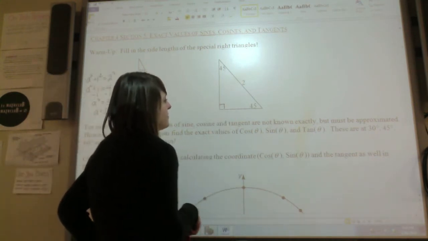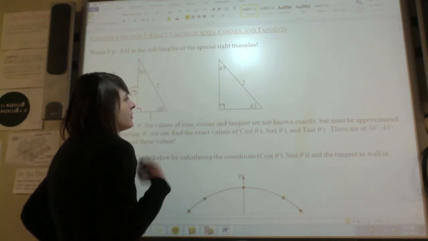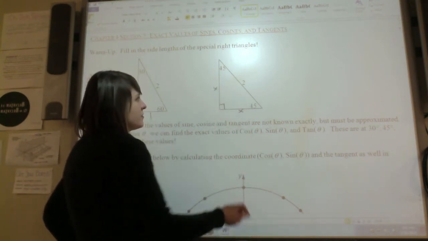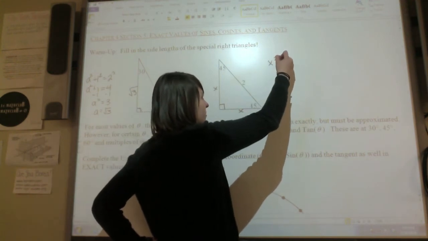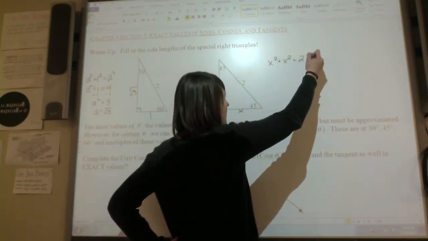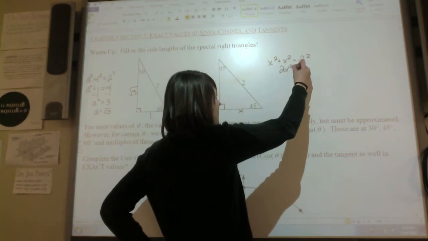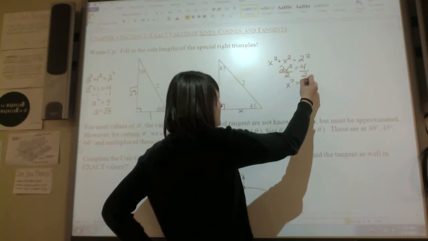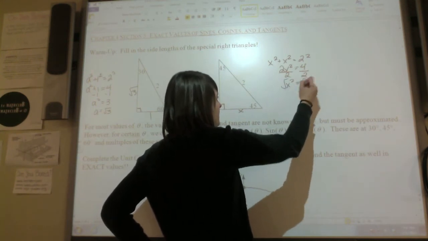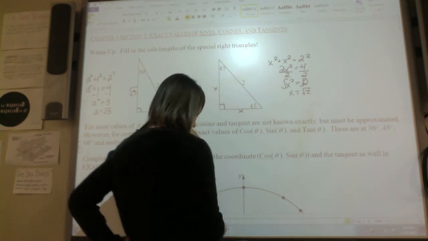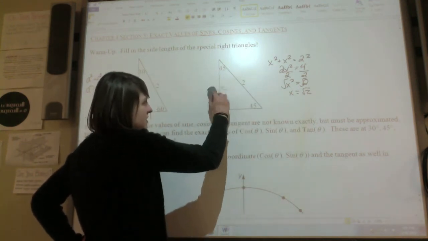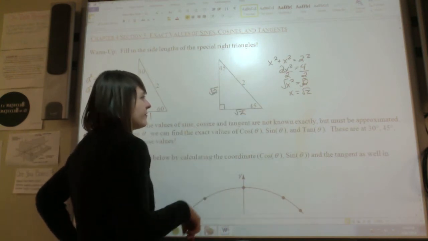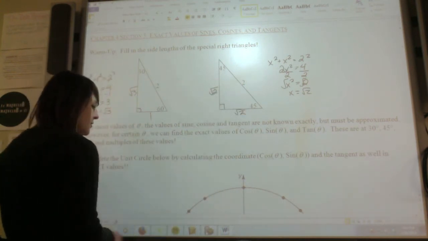Alright, our next one is our 45, 45, 90. Okay, if you remember correctly, we just know that these two sides are the same. So using the Pythagorean theorem, I can say x squared plus x squared equals 2 squared. So that would be 2x squared equals 4. If I divide by 2, I get x squared equals 2. Then I take the square root of both sides and I get x equals the square root of 2. So each of these sides are just the square root of 2. And again, that holds true for all of your 45, 45, 90 triangles.